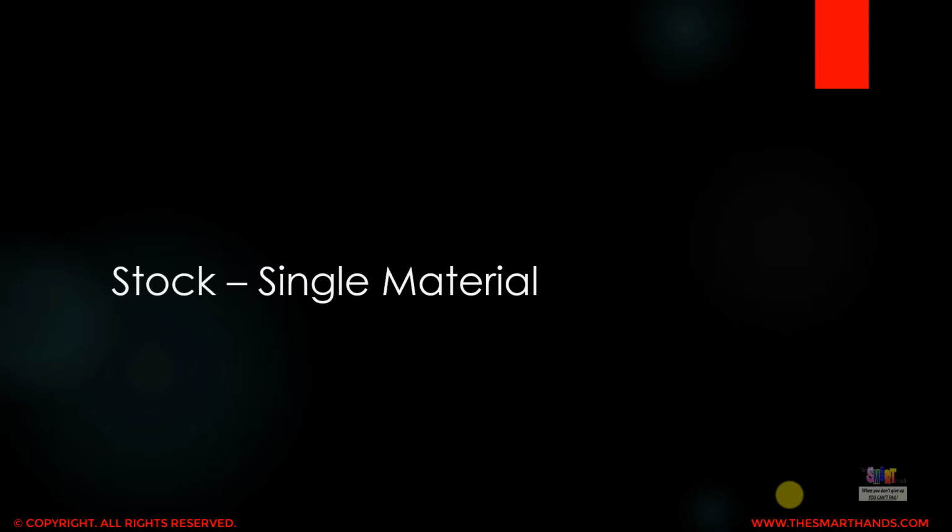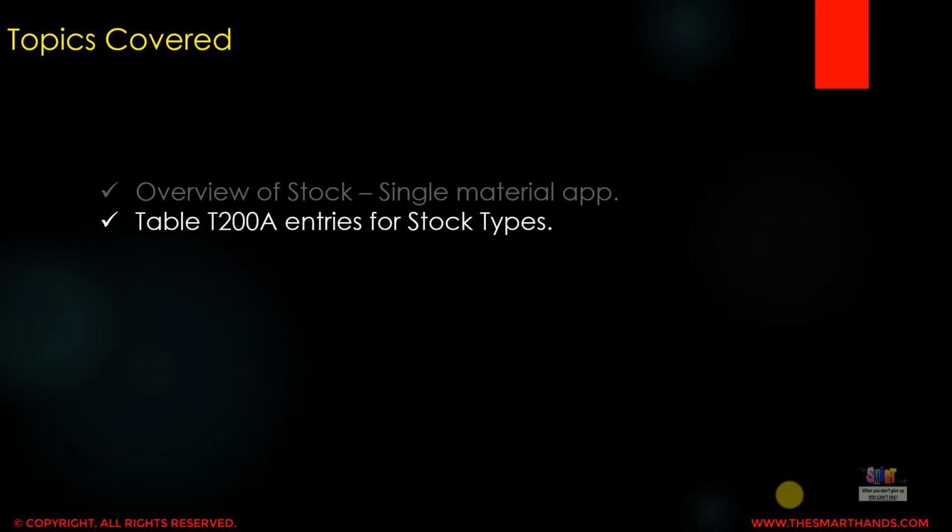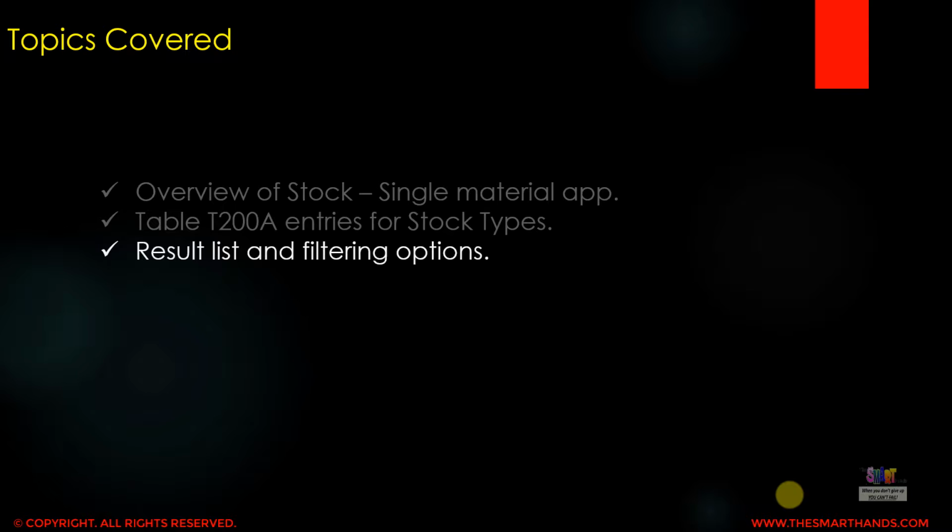As a part of the stock identification topic, now we're going to start our first topic in this area, which is the stock identification for the single material. The topics we'll be covering are the overview of the stock single material application, table T200A entries for the stock types, result list and filtering options, and also we'll talk about the application settings.